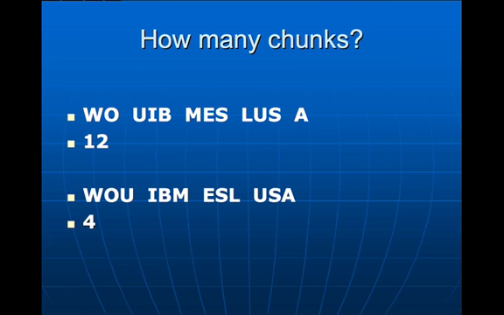Let's take a look at what we had there. How many chunks in the first one? 12 actually, because every letter is a single bit of information because the organization doesn't make any sense. But if you arrange them so they make sense, WOU, IBM, ESL, USA, suddenly the 12 bits of information become 4 bits of information. And that's within our capacity to kind of look at and memorize.